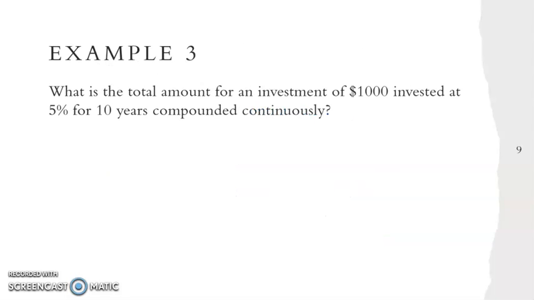In example 3, it says, what is the total amount for an investment of $1,000 invested at 5% for 10 years compounded continuously? So what we're going to do is take these numbers and put them into our formula. 1,000 is the original amount, so that's the P, the principal. 5% is the interest rate, so we change that to 0.05. And 10 years is the time, so I'm going to put that in the time area.